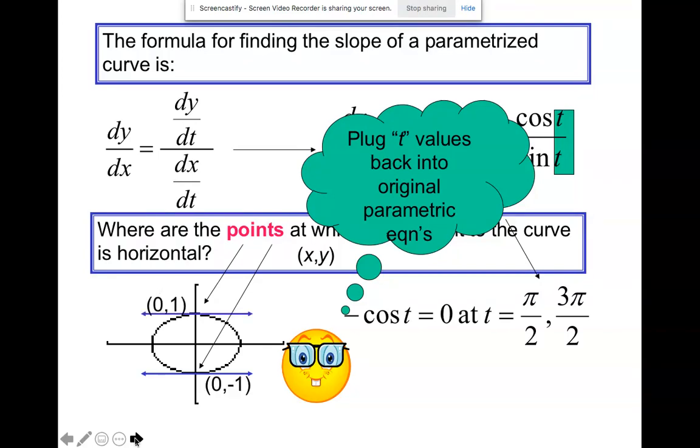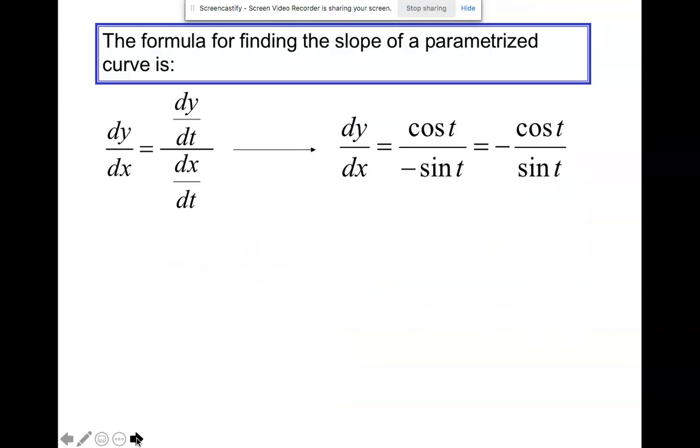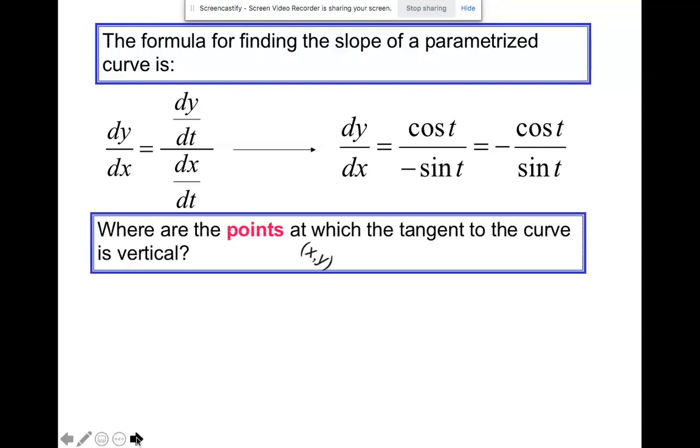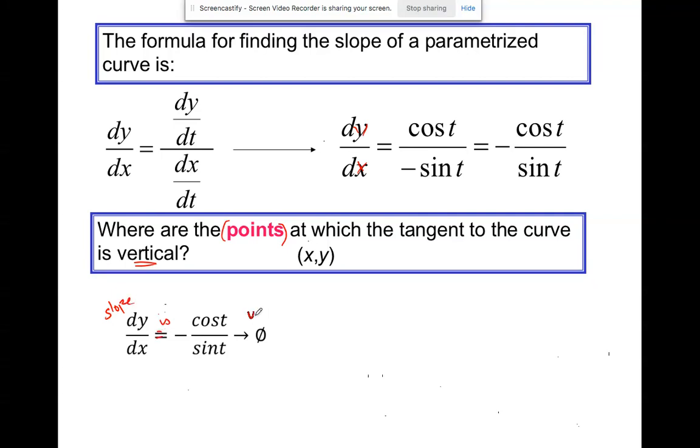I forgot I typed these. Where are the points at which the tangent to the curve is vertical? Your dy/dx in terms of t is a fraction. When do you get a vertical tangent? It's when your slope is undefined. When is any fraction undefined?